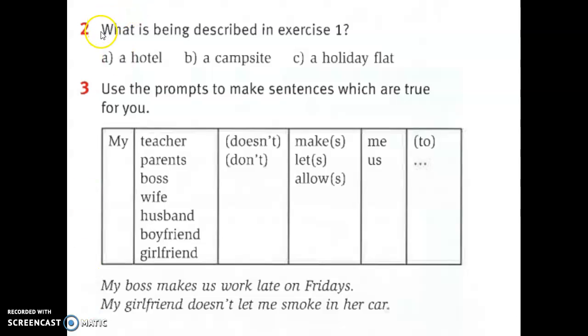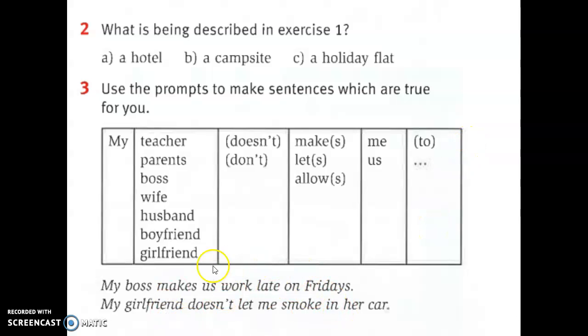Once they've done that, they can answer question 2. What's being described? Was it a hotel, a campsite, or a holiday flat? It was a campsite because they talked about tents. And then they can go on to some further controlled practice using this substitution table. So exercise 3, use the prompts to make sentences which are true for you. So for example, my boss doesn't let me wear jeans at work.